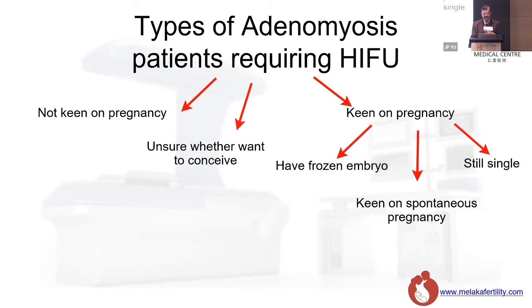And then there's the biggest one, unsure what to do. I'm not sure whether I want to conceive. These are the 38, 39, 40-year-old single ladies. They say that I have adenomyosis, I have bleeding. Maybe I want to get pregnant. Maybe I don't want to. I don't know. I ask them, what do you want? I am not sure. Tell me if you don't want, I will do a good ablation. And this is a very difficult group of patients.